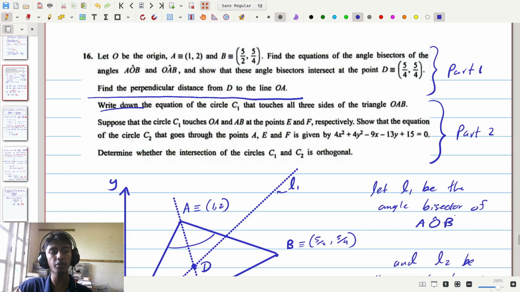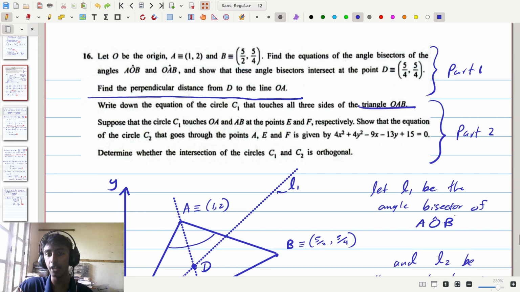So the first part of the question says, write down the equation of the circle C1 that touches all three sides of the triangle OAB. Now the triangle OAB, as in the points O, A and B, were described in the previous question. Here we can see O is the origin, A is the point (1, 2) and B is the point (5/2, 5/4).